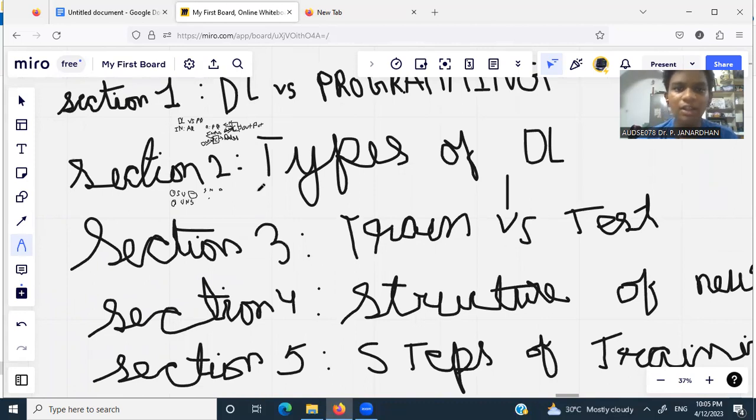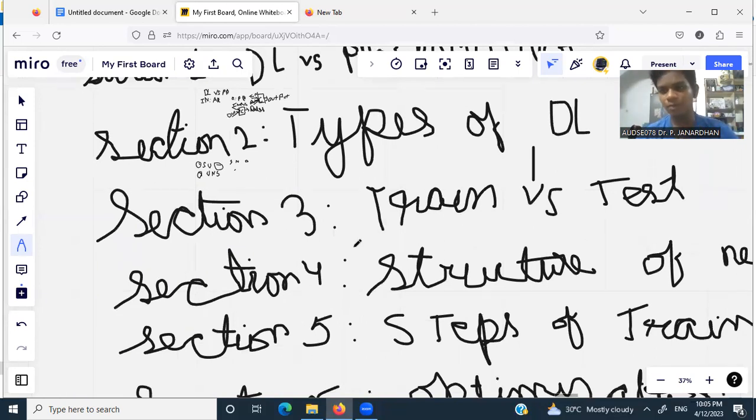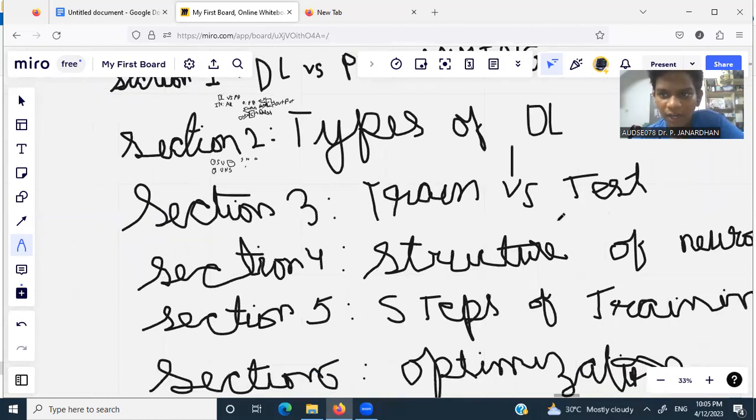And then, now that we have learned the difference between deep learning and programming and the different types of deep learning, now let's look at the process of building a deep learning model. Let's try to break it down one by one. There are two different processes while developing a model. There is a training process and there is a testing process.